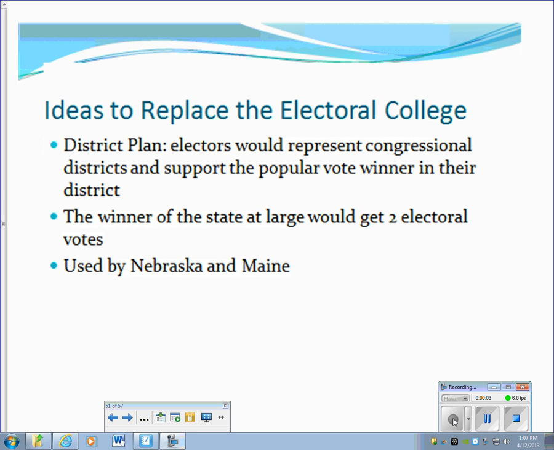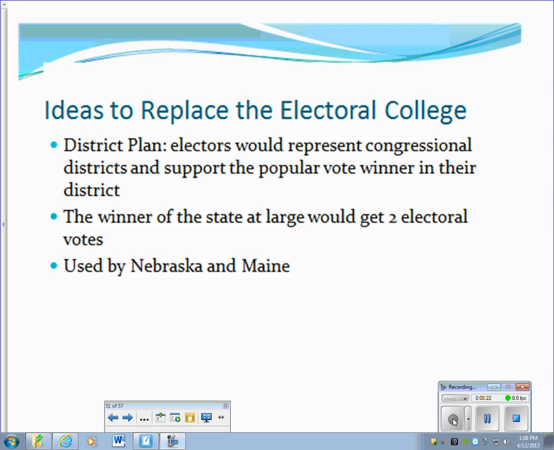Okay, part two. Ideas to replace the Electoral College. You'll be debating this on Tuesday, which hopefully you'll be listening to Monday night. And the first and most important thing you need to know about this is that to replace the Electoral College, you have to amend the Constitution.